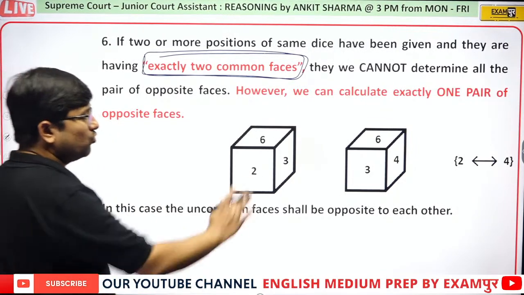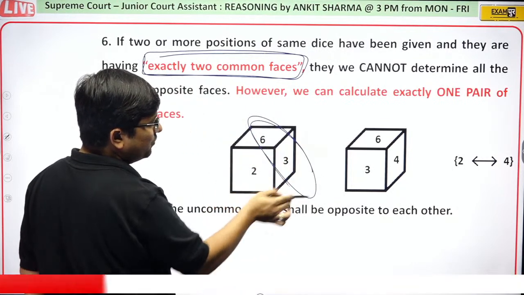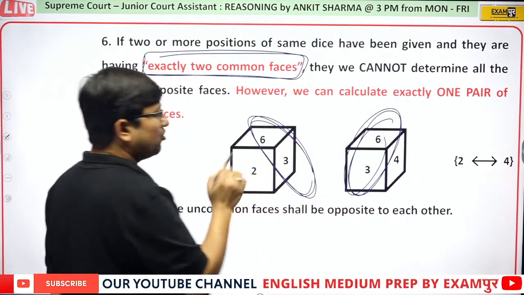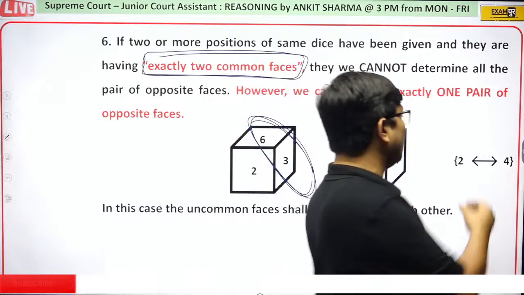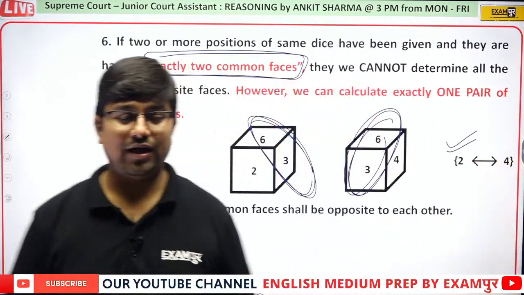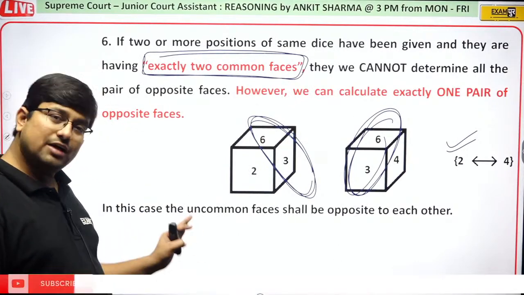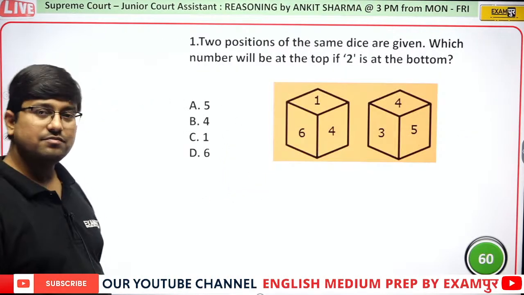So now, two positions of the same dice are given and they have exactly two faces common, 6 and 3, and 6 and 3. So the uncommon faces 2 and 4 will be opposite to each other, okay? Fine, everybody? Yes or no? In this case, the uncommon faces 2 and 4 will be opposite.